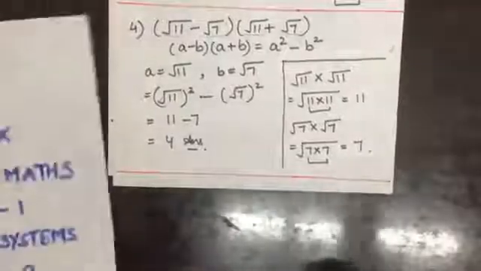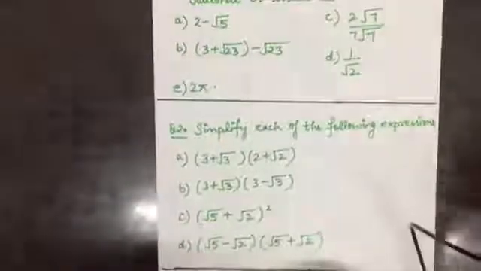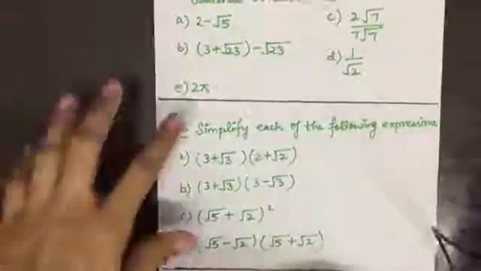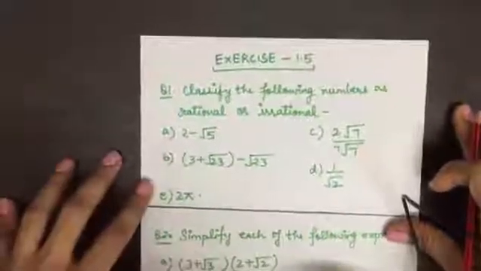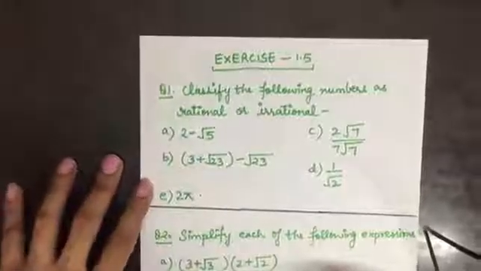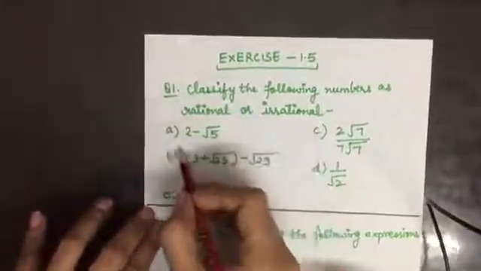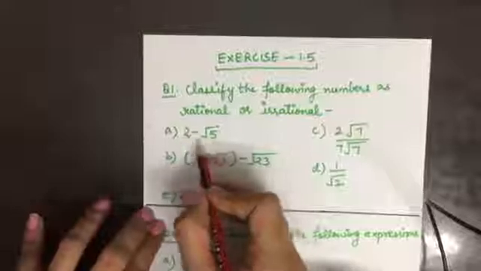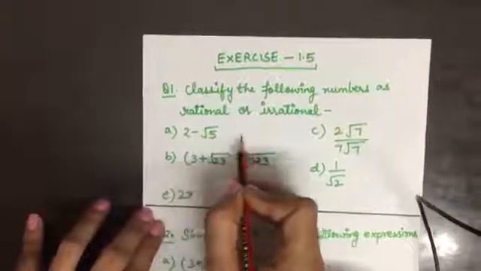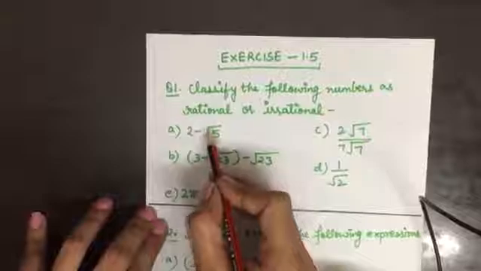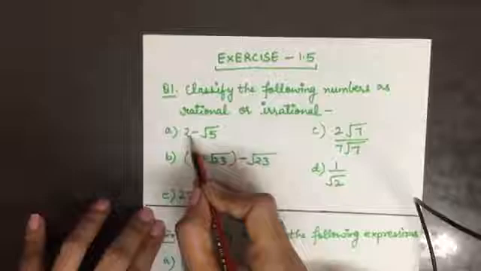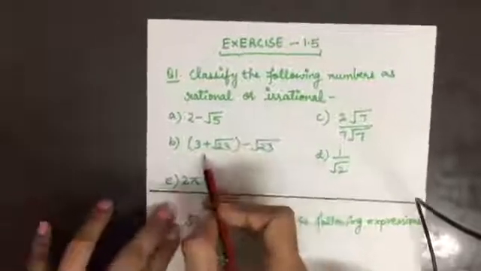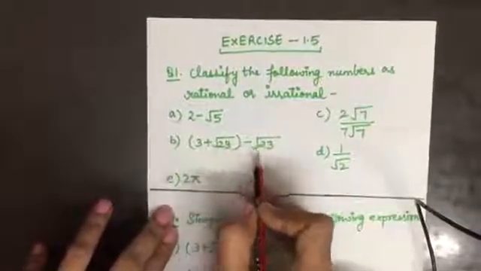Children, I am giving you questions of exercise 1.5. Please do these questions. Now you can solve them very easily. The first question is, classify the following numbers as rational or irrational. Okay, now as you can see, 2 minus root 5. Now you cannot do any further operation here, because this is an irrational number, so you cannot subtract 2 from root 5. So what kind of number is this? Irrational.